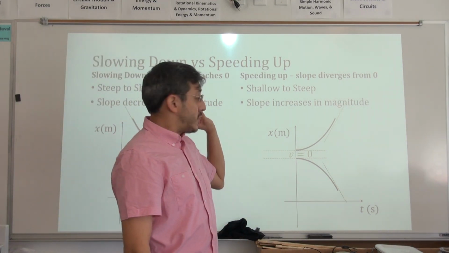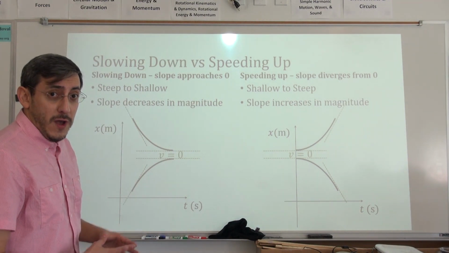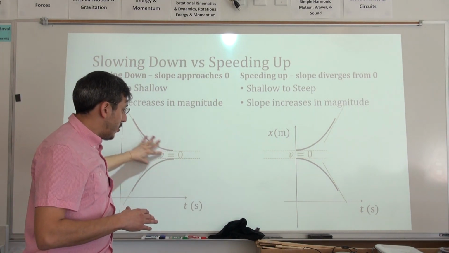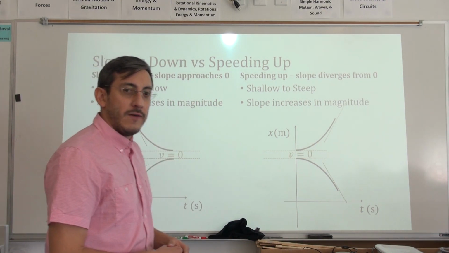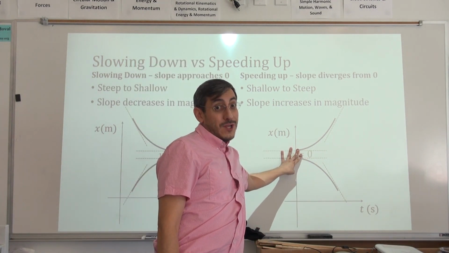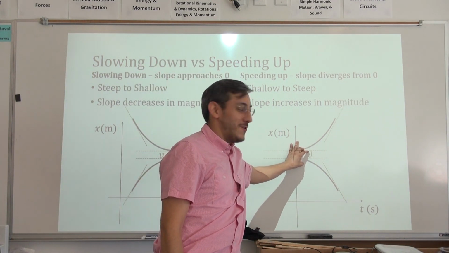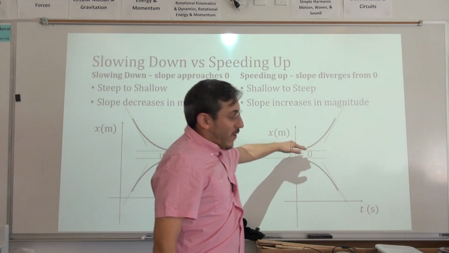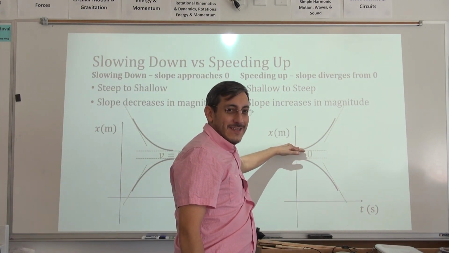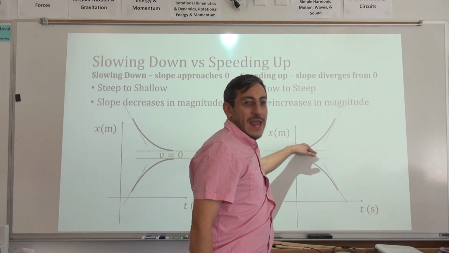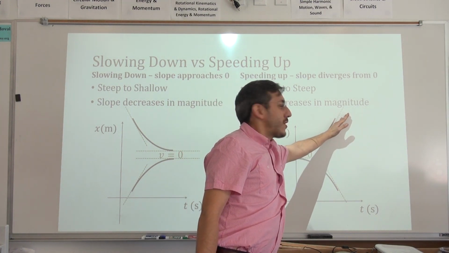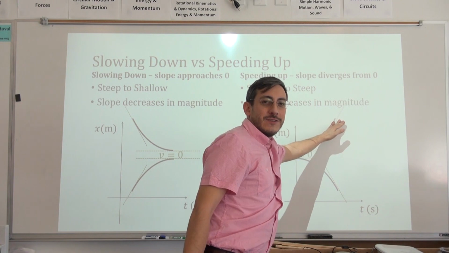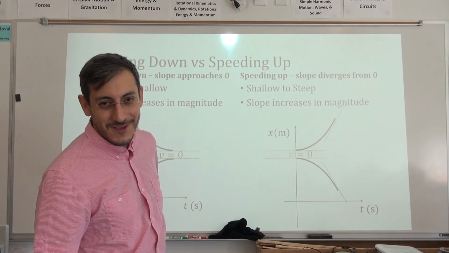Let's go over to speeding up. Whereas the slope of slowing down went towards zero, the slope of speeding up, the slope of the line that's tangent to the position time curve, diverges from zero, heads away from zero. So right here, it might be flat, the curve might be flat, but as time goes on, the curve takes on a very steep slope that isn't flat, that's angled.